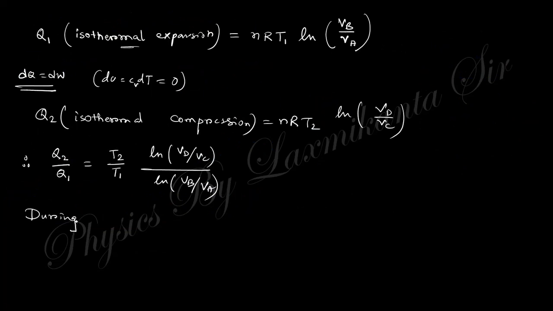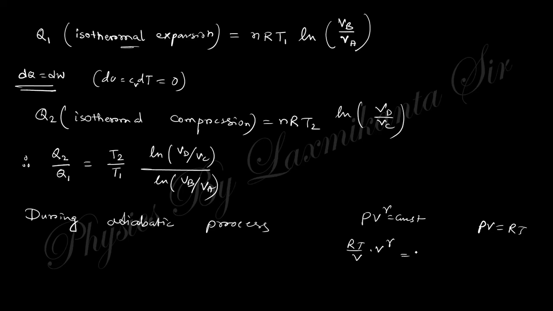During the adiabatic process, you know the relation PV to the power gamma equals constant. If you change P into T, PV equals RT, so P is nothing but RT by V. RT by V times V to the power gamma equals constant. So T V to the power gamma minus 1 equals constant, right?